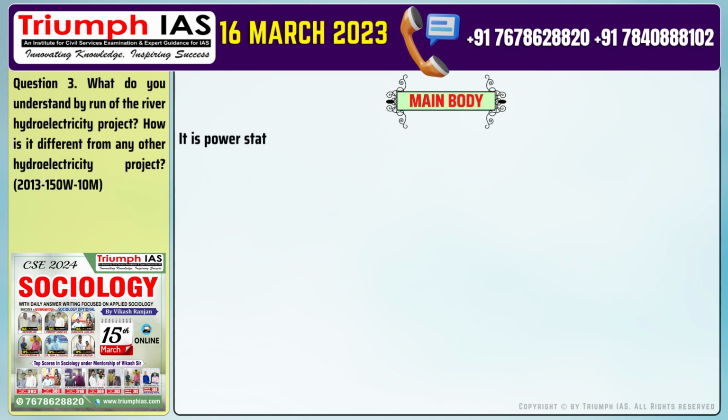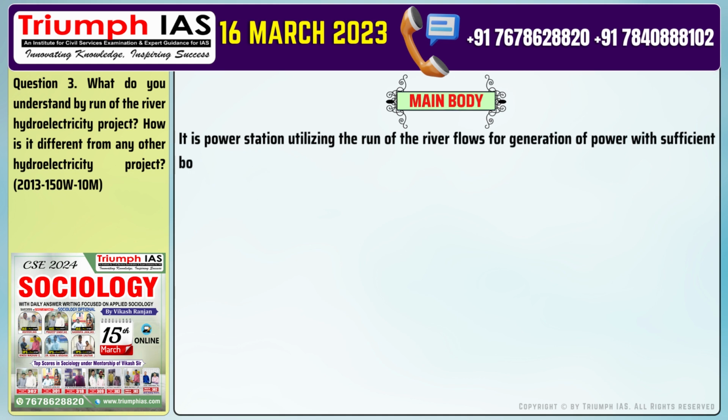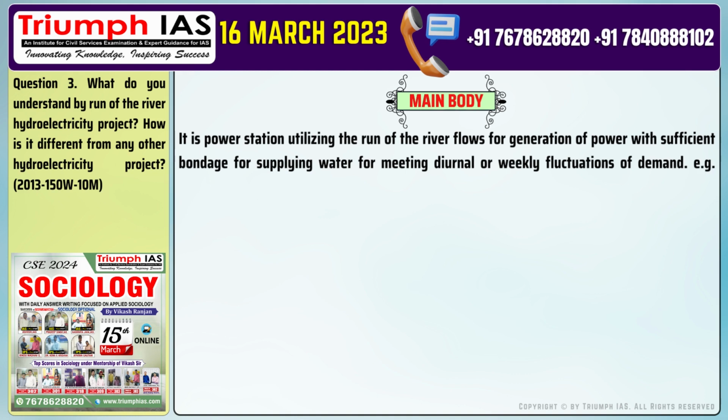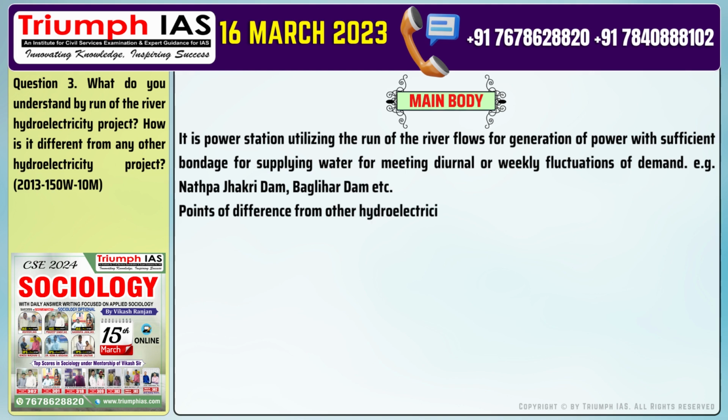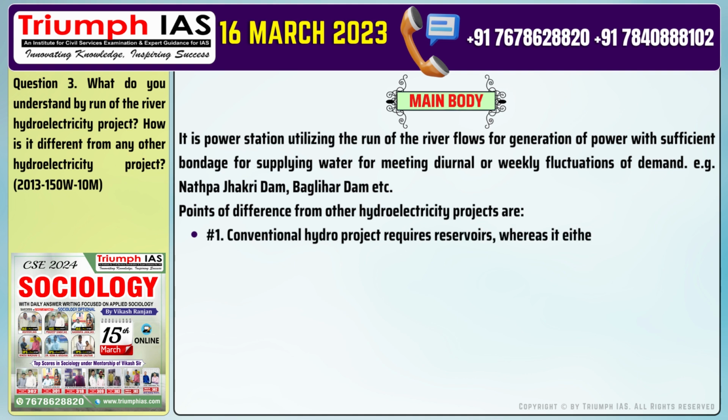The main body of the answer is: it is a power station utilizing the run-of-the-river flows for generation of power with sufficient pondage for supplying water for meeting diurnal or weekly fluctuations of demand. E.g. Nathpa Jhakri Dam, Baglihar Dam, etc. Points of difference from other hydroelectricity projects are: Number 1. Conventional hydro projects require reservoirs, whereas it has either little or no water storage.